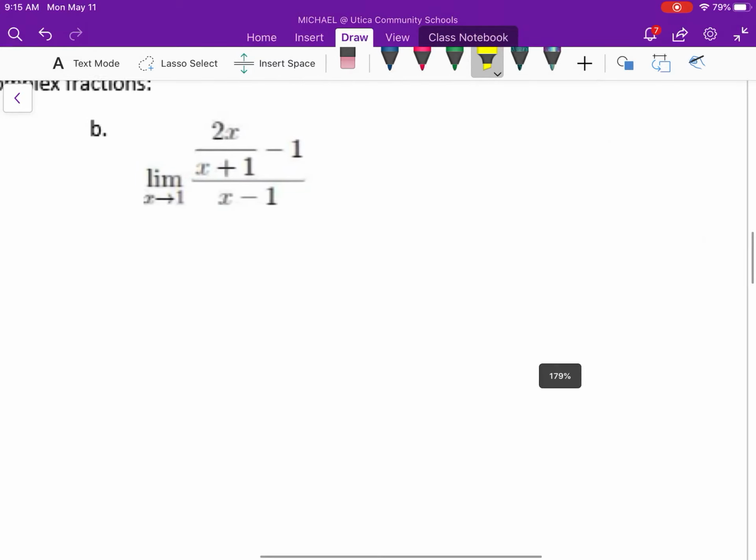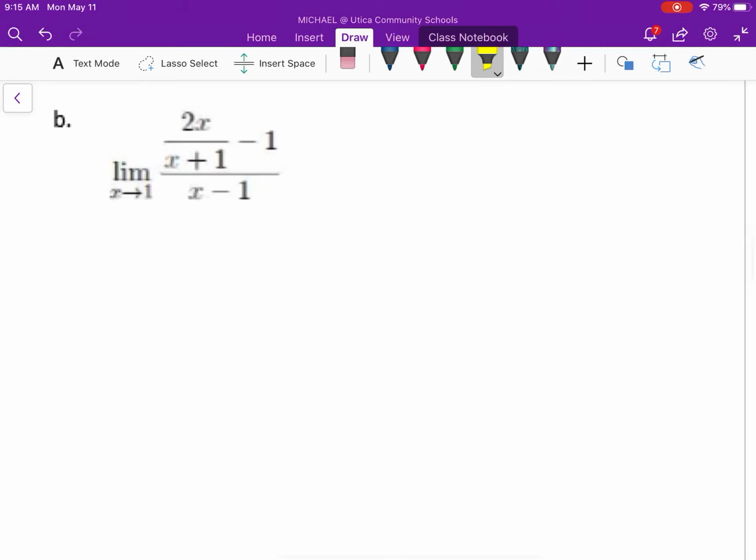Okay, let's try example B, and then I'll let you guys try a couple on your own. This negative 1 is really negative 1 over 1. So there's my complex fraction. So I'm going to multiply. This side doesn't need to be multiplied by anything because it's just a 1 in the denominator. This side needs to be multiplied by x plus 1. So I'm going to multiply by x plus 1 on top and bottom.